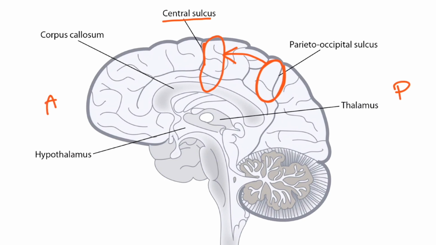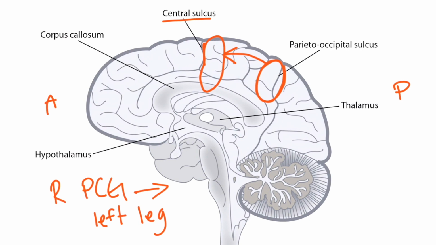From the question, we know the right postcentral gyrus is being compressed, so the patient would likely have sensory abnormalities affecting the left leg. So again, the right postcentral gyrus is affected, which would result in sensory abnormalities of the left leg. Okay, let's do another question.